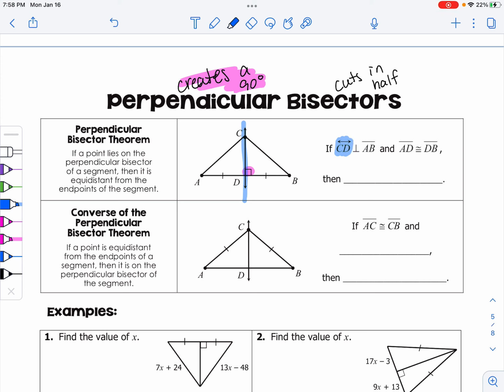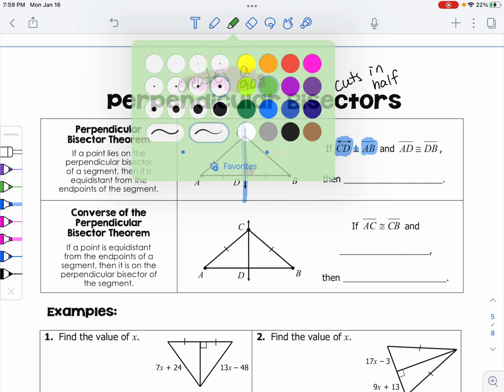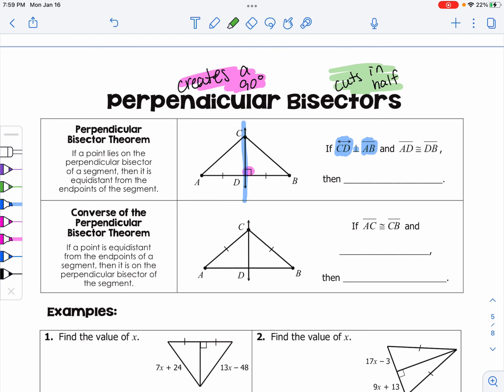So it said line CD is perpendicular to segment AB. So not only did I tell you it was perpendicular, but I also told you the bisect part. It cut it in half. And what it said is segment AD was congruent to DB. So notice we have those written in there. So here's what it says. It says if a point lies on the perpendicular bisector, we're going to look at point C right here.